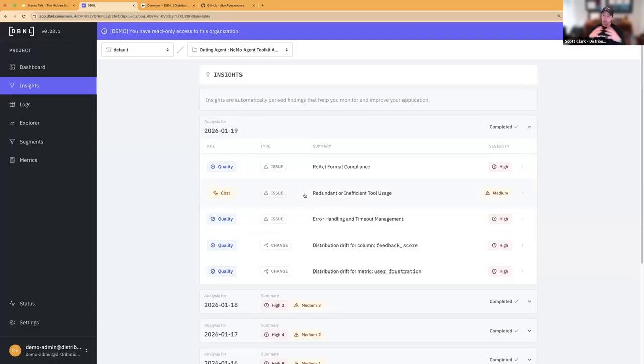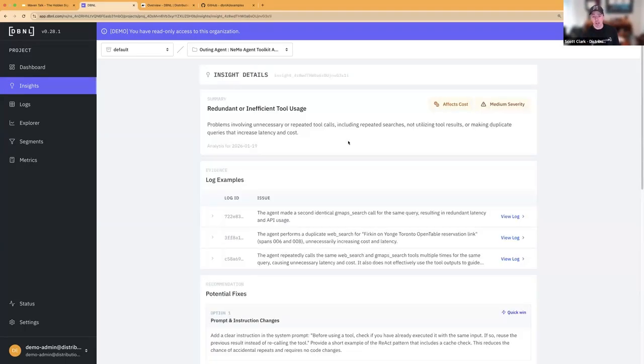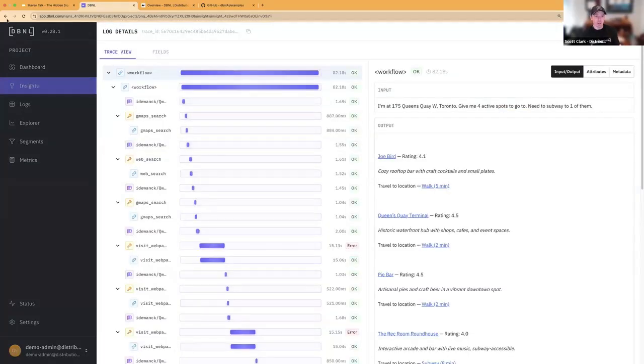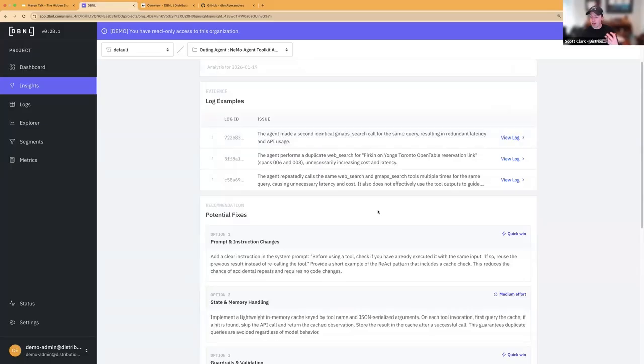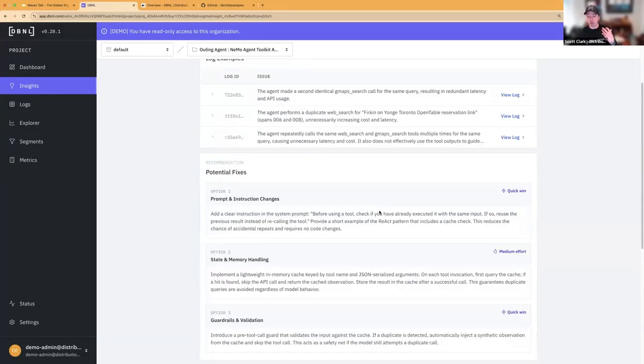And so by doing this unsupervised clustering, we're able to find things like redundant and inefficient tool usage and start to point to very specific issues with evidence of here's exactly what happened. We're having repeated tool calls and made a second identical Google Maps tool call. We can look at this specific evidence more explicitly. But beyond that, we can also suggest potential fixes.